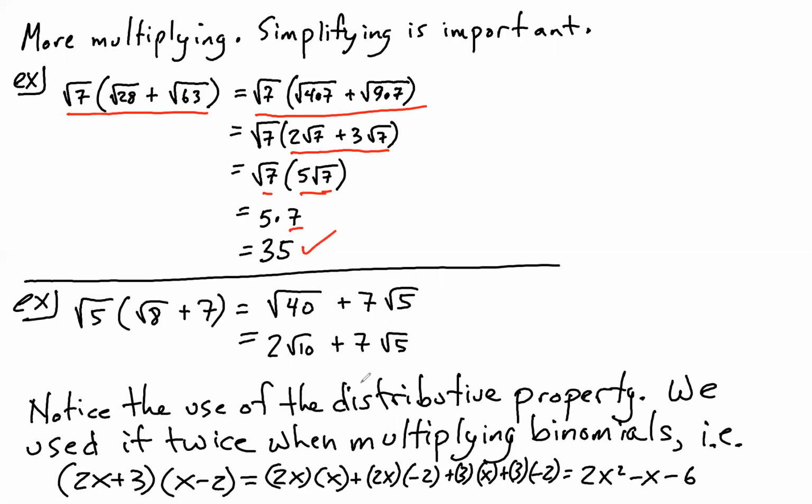Over here, the same idea. 5 times 8 is 40. 7 times radical 5 is right here. 40 has a perfect square. 4 times 10, so we pull that perfect square factor out.